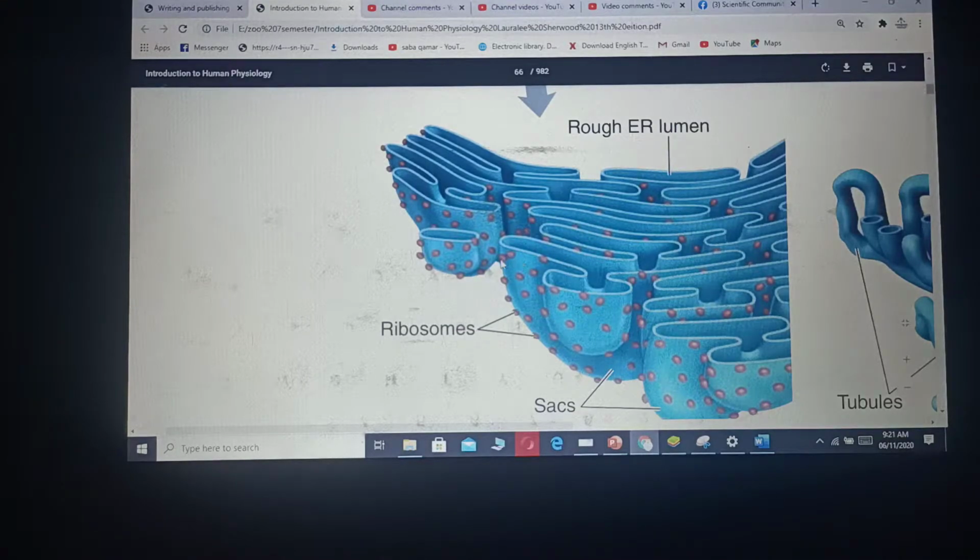And these reddish spots which are present on the outer side, on the outer membrane of the endoplasmic reticulum, are known as ribosomes. Ribosomes are tiny granular structures. These are involved in the formation of the proteins, and it is the lumen of the endoplasmic reticulum. It is always fluid filled.